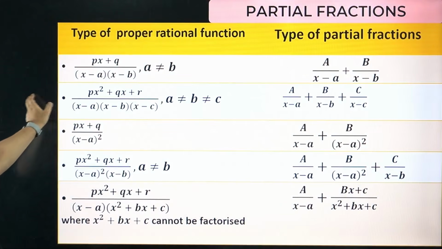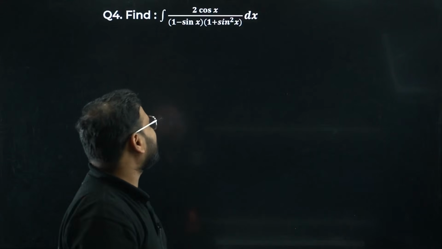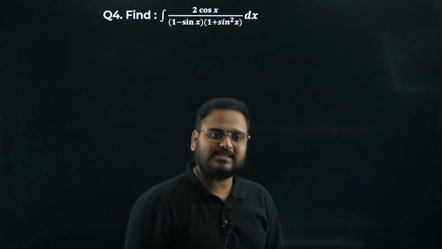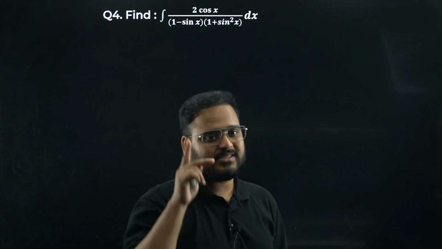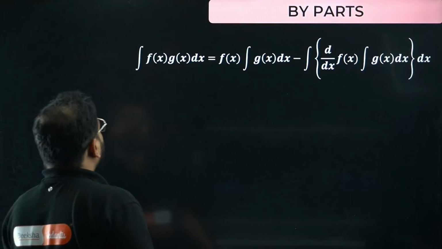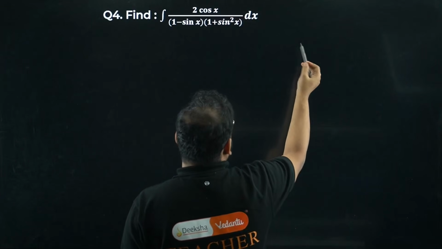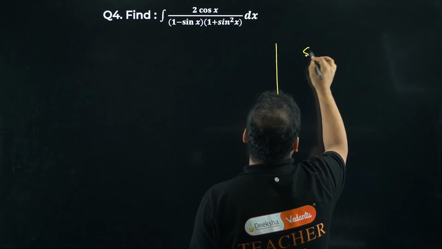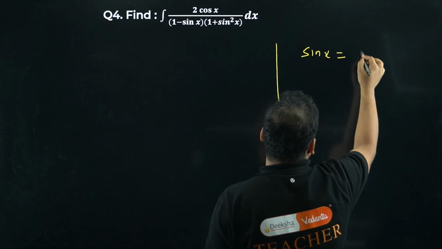First one, please check: 2 cos x upon 1 minus sin x, 1 plus sin square x. This question is actually using substitution also. As I said, substitution makes our life simpler, that's why it's very, very important. Have a look. What substitution? Very simple. Substitution is sin x equals t.